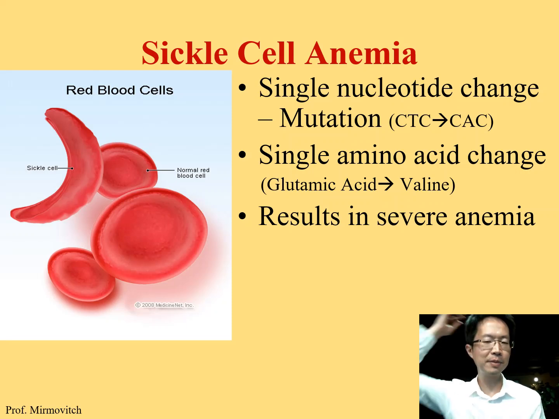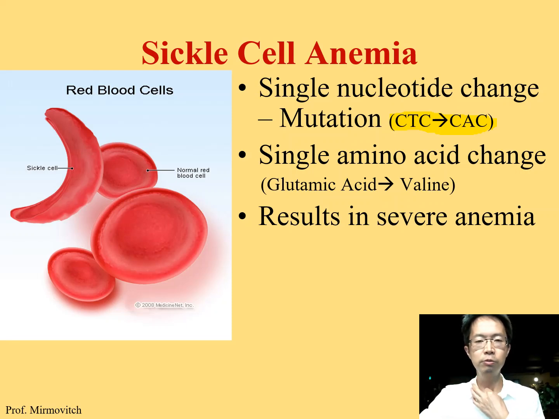Okay, sickle cell anemia. What happens if something goes wrong with your blood cell? For example, if you have a single mutation in the sequence of your DNA from CTC into CAC, a single nucleotide mutation will be good enough to give you sickle cell anemia, because when you change one nucleotide, you change the entire amino acid from glutamic acid into valine.